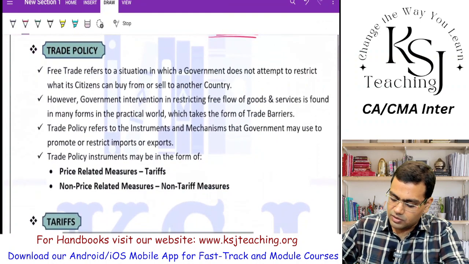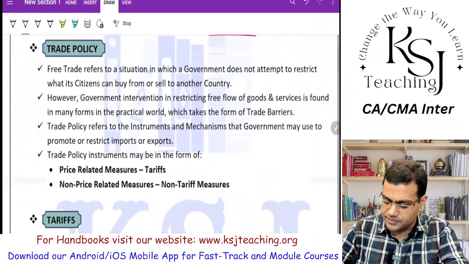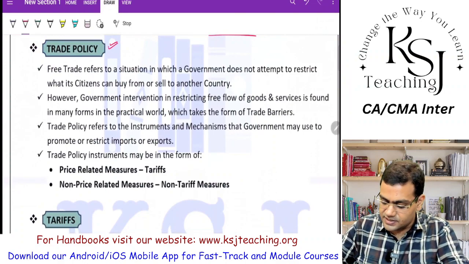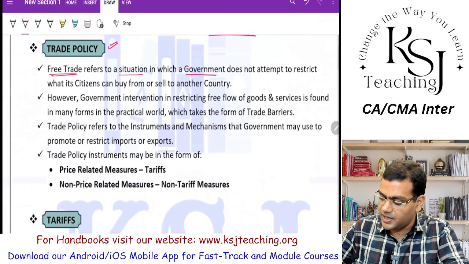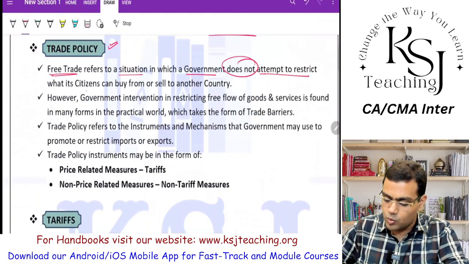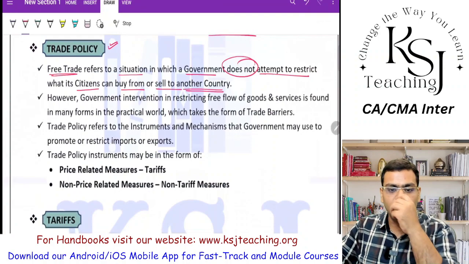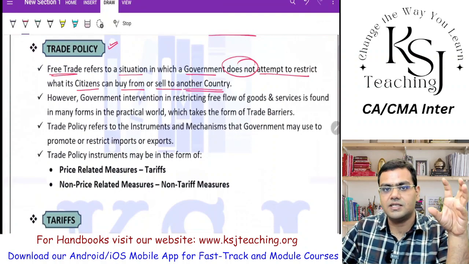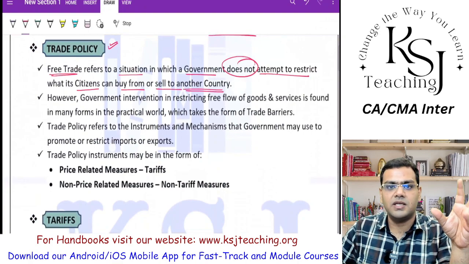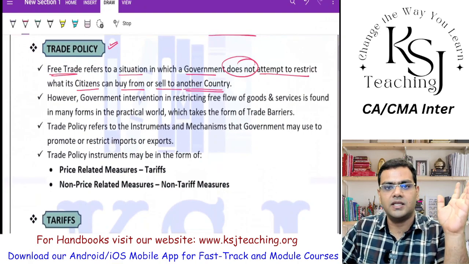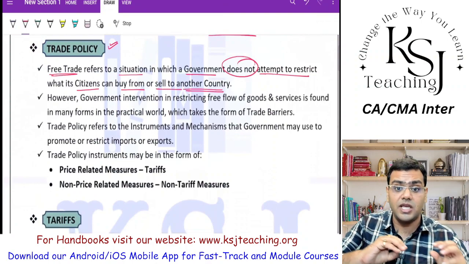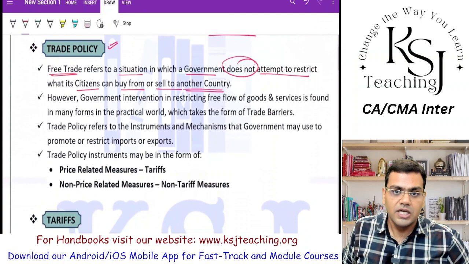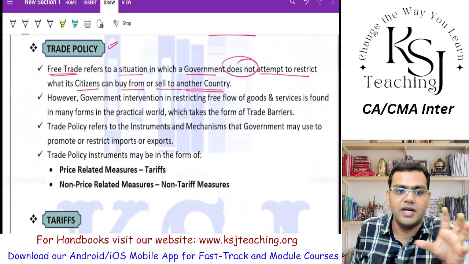Okay. So now the trade policy. What is a trade policy? He says the free trade. One term is the free trade refers to a situation in which the government does not attempt to restrict what its citizens can buy from and sell to another country. So one situation is a situation of free trade where the citizens can buy any goods from another country, they can sell any goods to another country, right? So all this is in respect of the international trade, that is the exchange of goods and services across the nation.